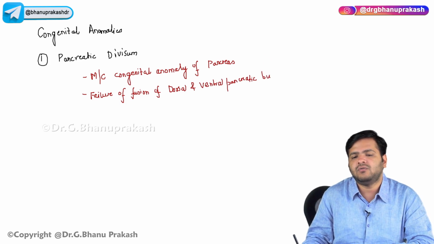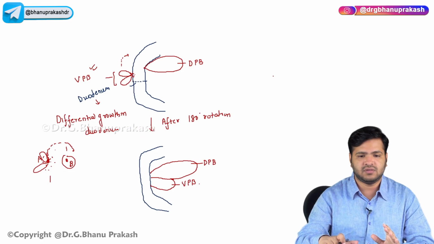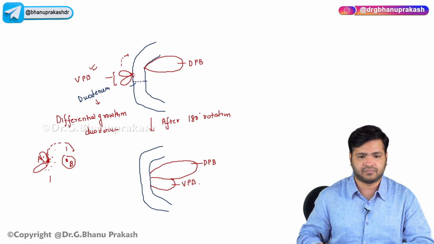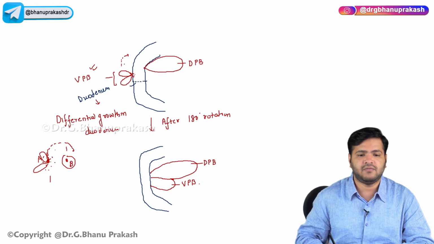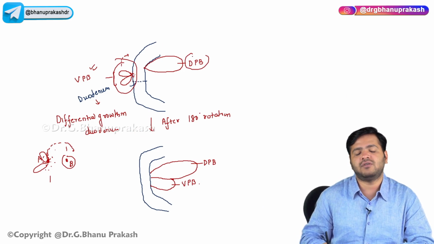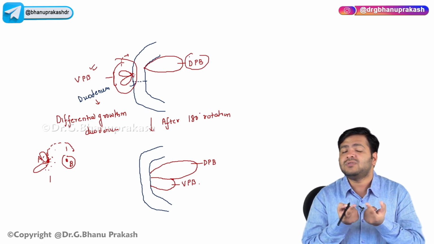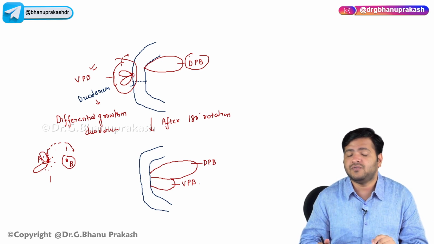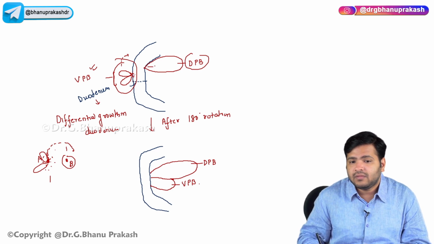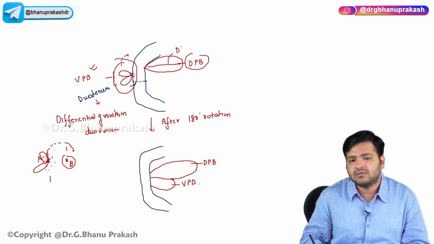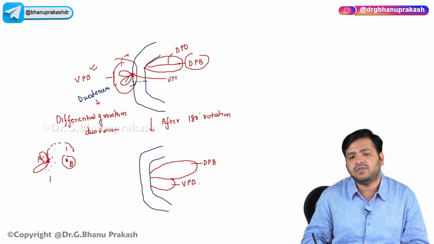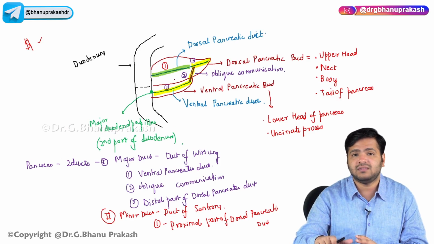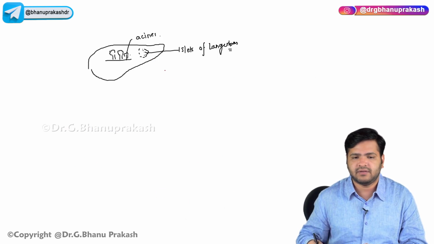So you already know, I have told you. Oh, okay, if you just see in this picture, this is the ventral pancreatic bud and we have the dorsal pancreatic bud. They both have to fuse, right? If they both are not fusing, what will happen? The dorsal pancreatic duct and the ventral pancreatic duct, they will open separately, okay? They will open independently, right?